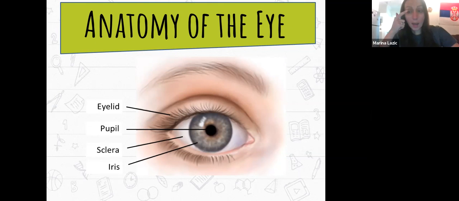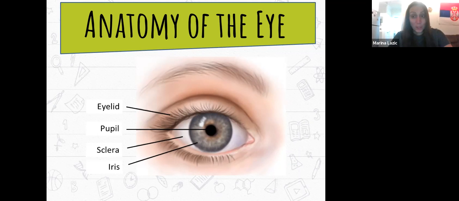You can point out that you have an eyelid. And then inside of your eye, this nice little black part is called the pupil. Then the sclera, then the iris. All of these parts of your eye, you can actually see when you look at yourself in the mirror.